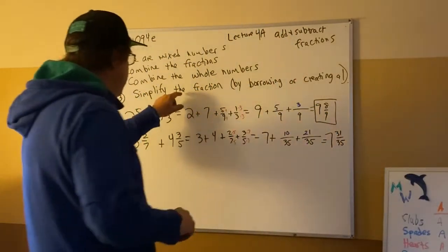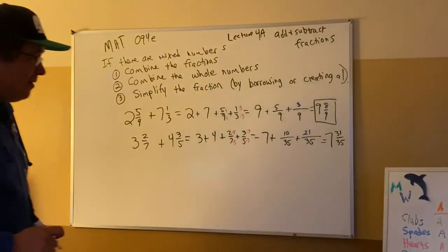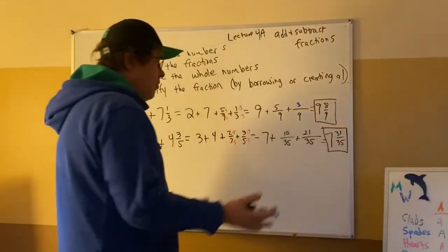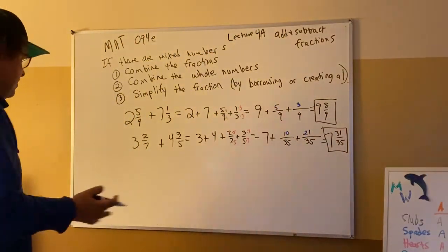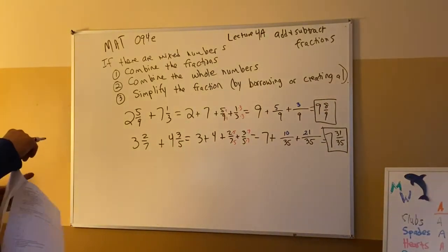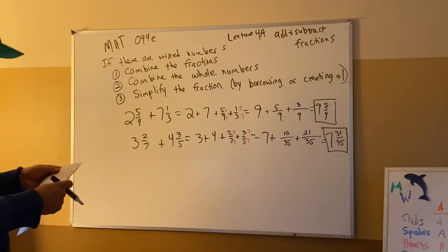And I haven't been running into this problem yet at the end. So we've got 7 with 31 over 35. 31 over 35 doesn't reduce, and I'm good with the 7 and that fraction hanging out behind. As we turn the page, we get into some of the more challenging stuff.